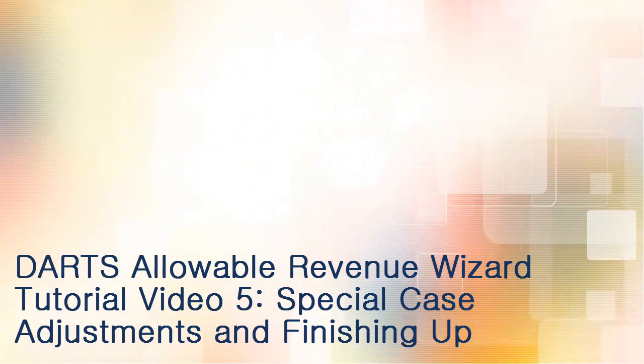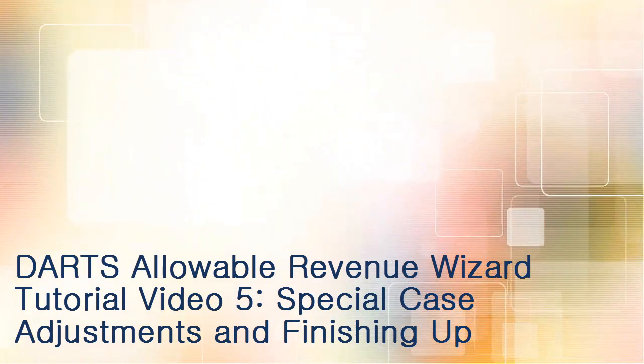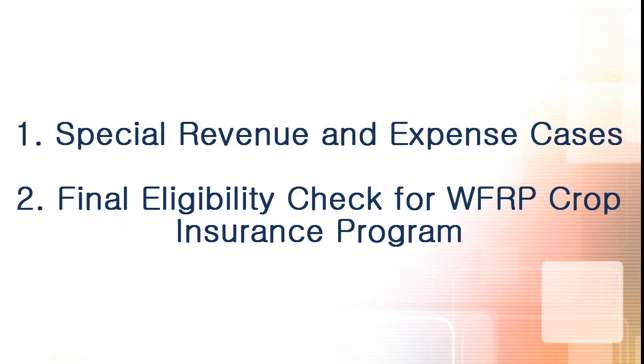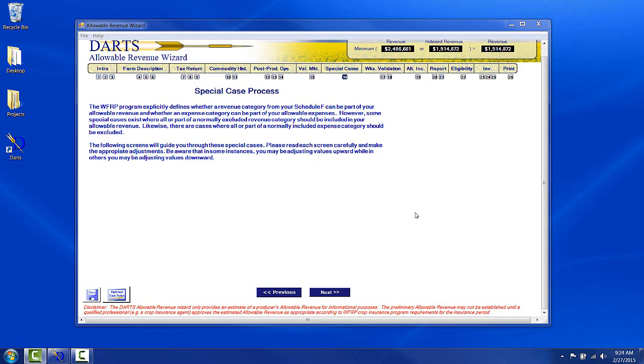This is Special Case Adjustments and Finishing Up, the fifth installment of the DARTS Allowable Revenue Identification Wizard tutorial video series, which covers special revenue and expense cases that may or may not be eligible for inclusion in the WFRP Crop Insurance program. This video will also take you through a summary of our allowable revenue data and assure that you are eligible for the WFRP Crop Insurance program.